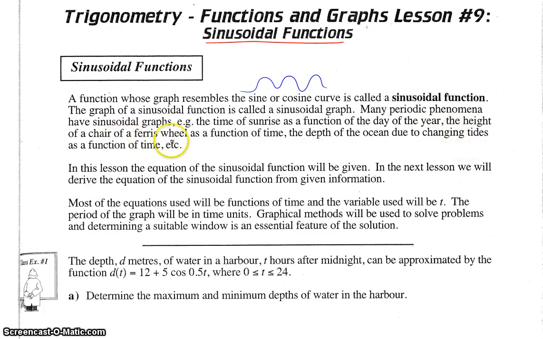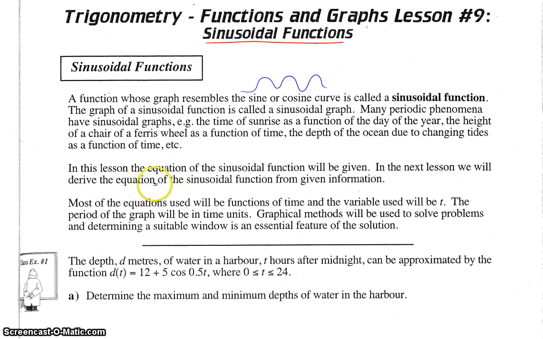The height of a chair of a Ferris wheel as a function of time, also periodic and sinusoidal. The depth of the ocean due to changing tides, again very periodic as a function of time. So there we go. We're going to look at some of these examples of periodic functions or sinusoidal functions.